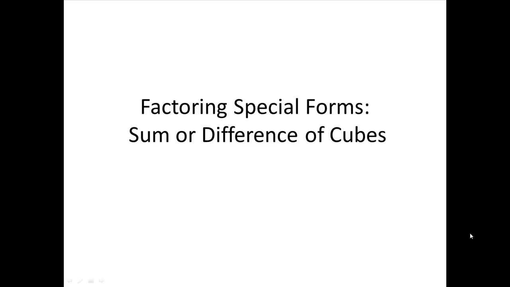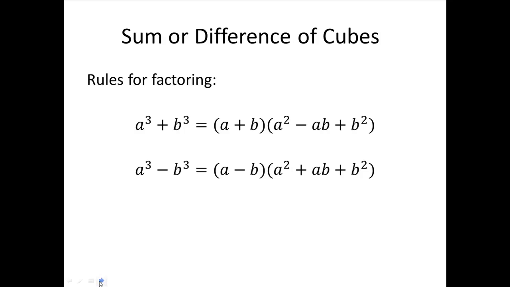Let's take a look at a few examples of factoring a special form, specifically the sum or difference of two cubes. The rules that we have are basically the same rule, just with some sign changes because of it being a sum or a difference.